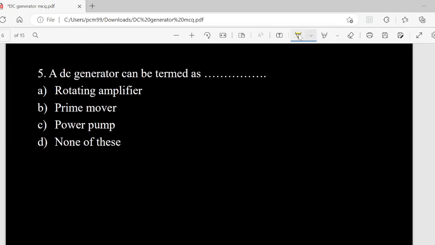Question number 5. A DC generator can be termed as option A rotating amplifier, option B prime mover, option C power pump, and option D none of these. A DC generator can be termed as a rotating amplifier. Why is it called an amplifier? Because it increases the voltage level. And since it is a rotating device, it is called a rotating amplifier. Option A is correct. Next.